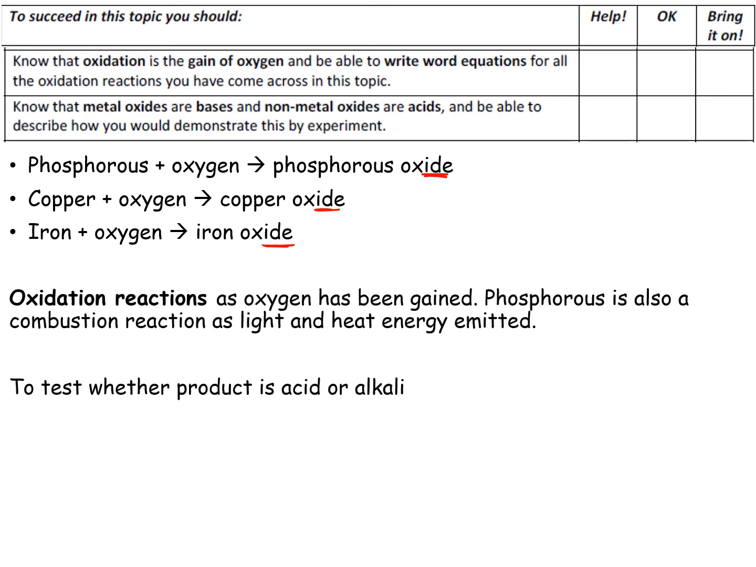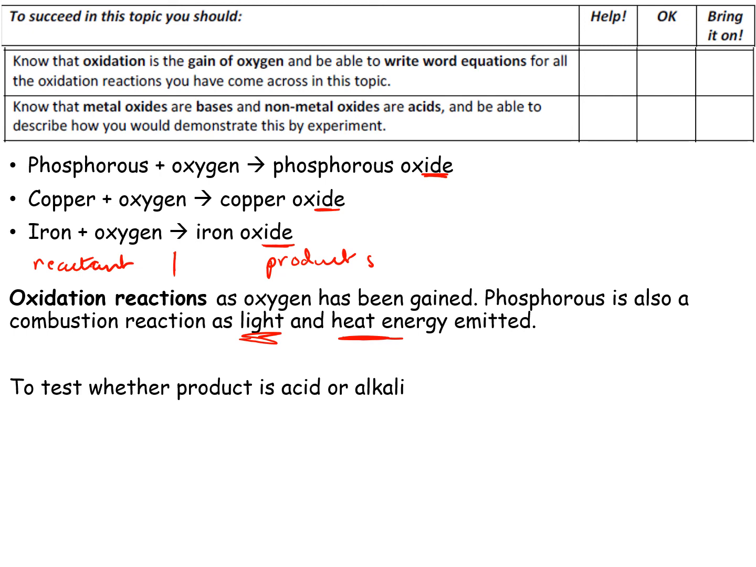These are all oxidation reactions as oxygen's been gained. But the phosphorus one is also combustion because, as you can remember, light and heat energy is given out. So all of these are the products because they're produced in the reaction. On the other side of the equation is the reactants. So the reactants react together to form the products, as you already know.